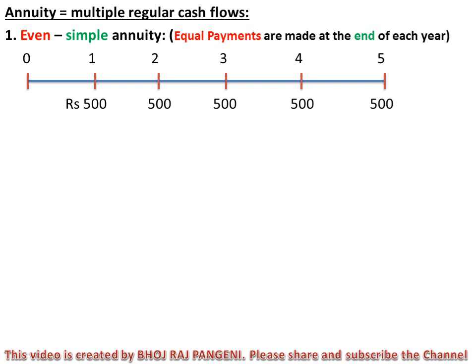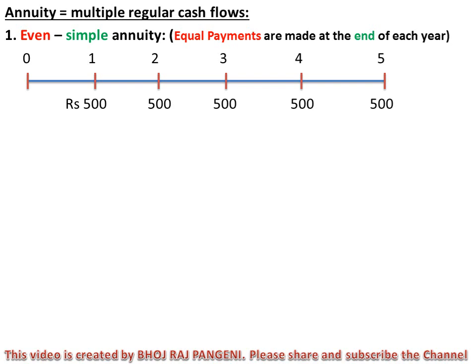0 to 1 is our first year. 0 is the beginning of the first year and 1 is the ending of the first year. So the payments are made at the end of each year, means the payments are made at the year end of the first year, 500, year end of year 2 is 500, and similarly.